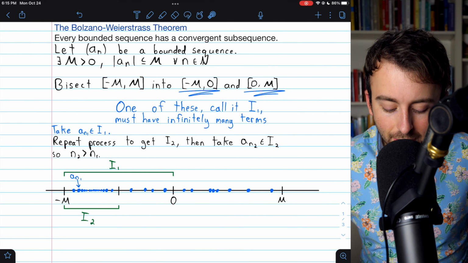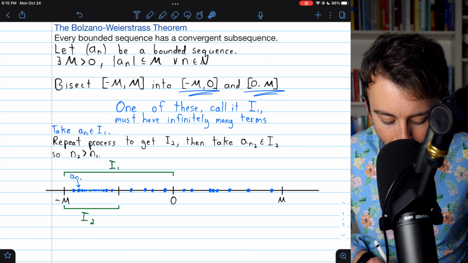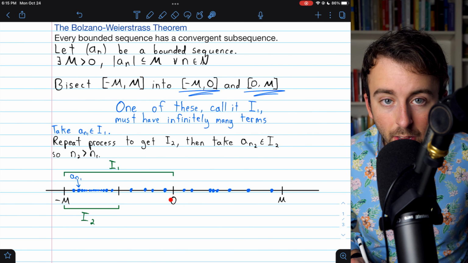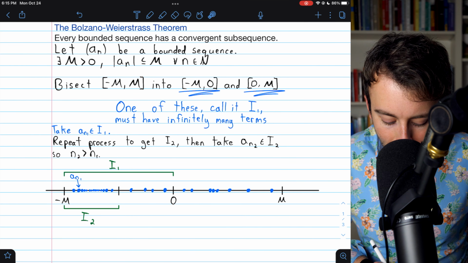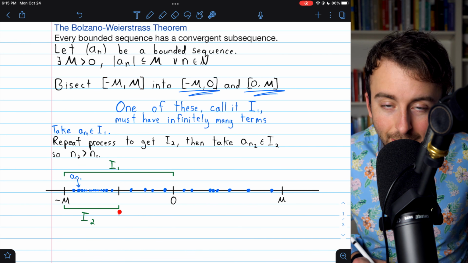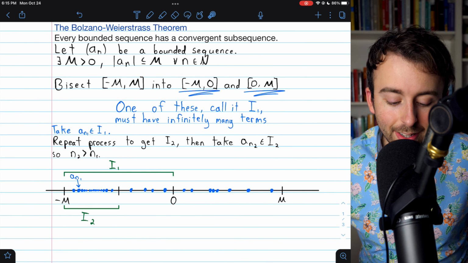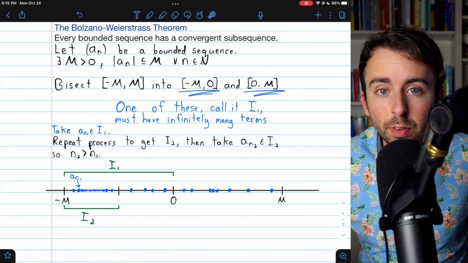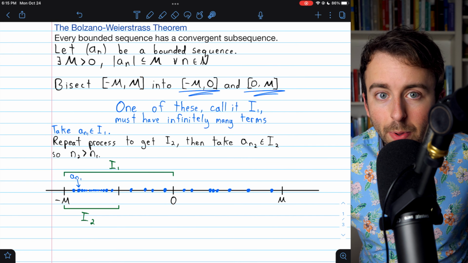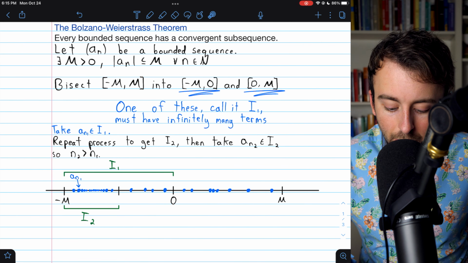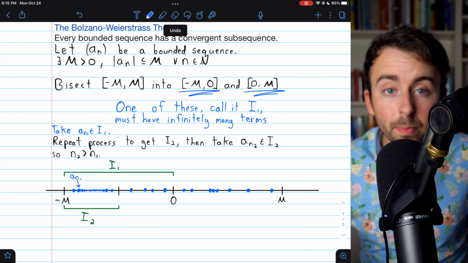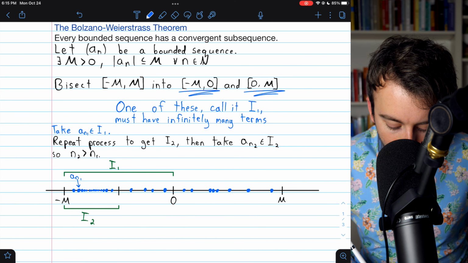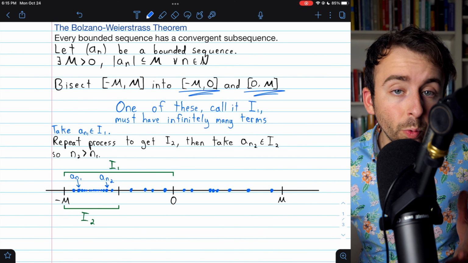And then we repeat that process. We cut this interval I1 in half, so then it's this half and this half. At least one of these halves needs to have infinitely many terms of our sequence. In the picture, it is this half here, so that is I2, the closed interval that is half of I1 and contains infinitely many terms of our sequence. And then again, we pick a term from this interval to put in our subsequence. In particular, we pick a term that comes after the first term that we chose. Perhaps that's a term like this, that guy there, and that could be AN2. So that's a picture of what's going on in this proof.